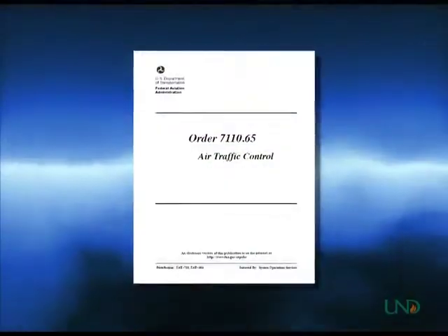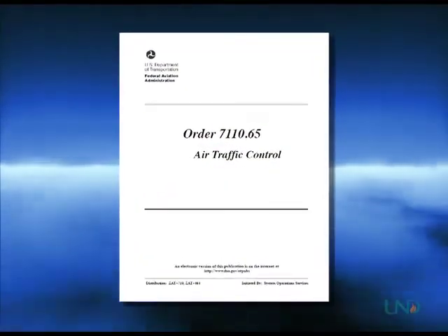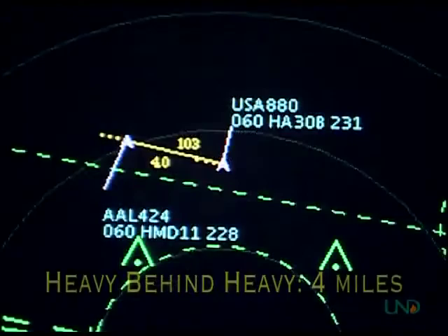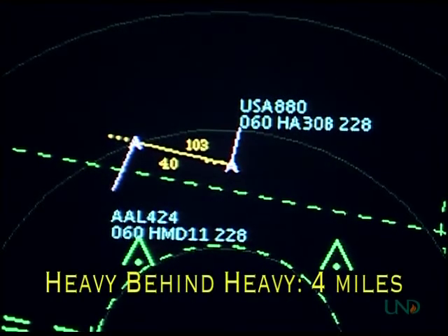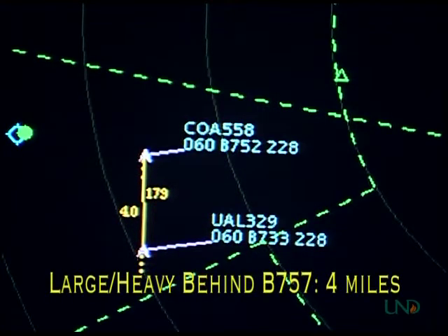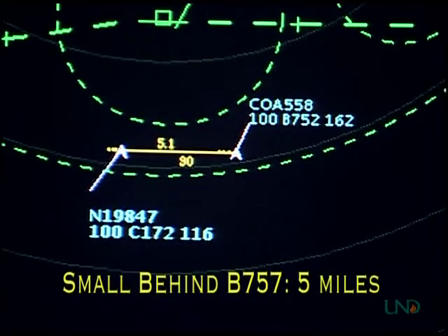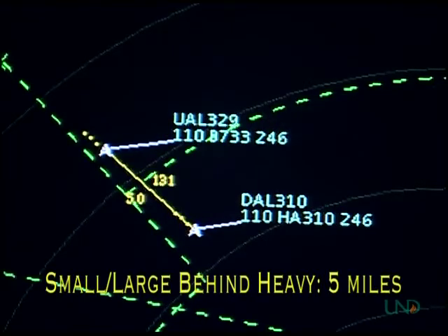Here is a summary of what the .65 says. Keep in mind that these standards only apply to aircraft at the same altitude or less than 1,000 feet above or below the leading aircraft. If a heavy is following a heavy, there must be at least 4 miles of separation. The same rule applies to a large or heavy behind a Boeing 757. If a small is following a Boeing 757, there must be at least 5 miles between the aircraft. Finally, if a small or large is following a heavy, it must be at least 5 miles behind the heavy.